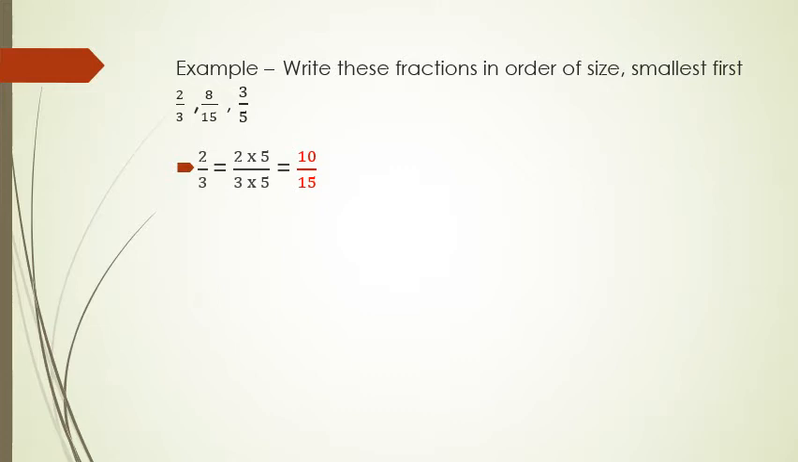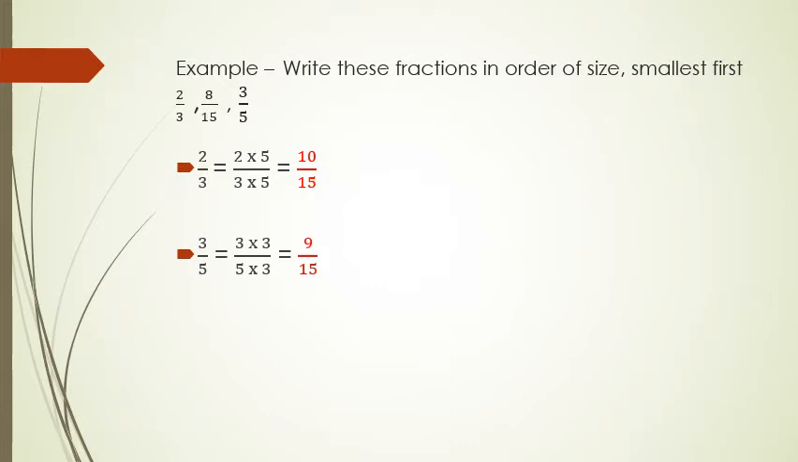Next, we will use the next fraction, that is 3 by 5. Here in 3 by 5, you can convert this denominator 5 to 15 by multiplying it by 3. Again, if you are multiplying the denominator by 3, you have to do the same for the numerator also. And when you are doing so, you get the answer as 9 by 15. Now we have all the three fractions with the common denominator 15.